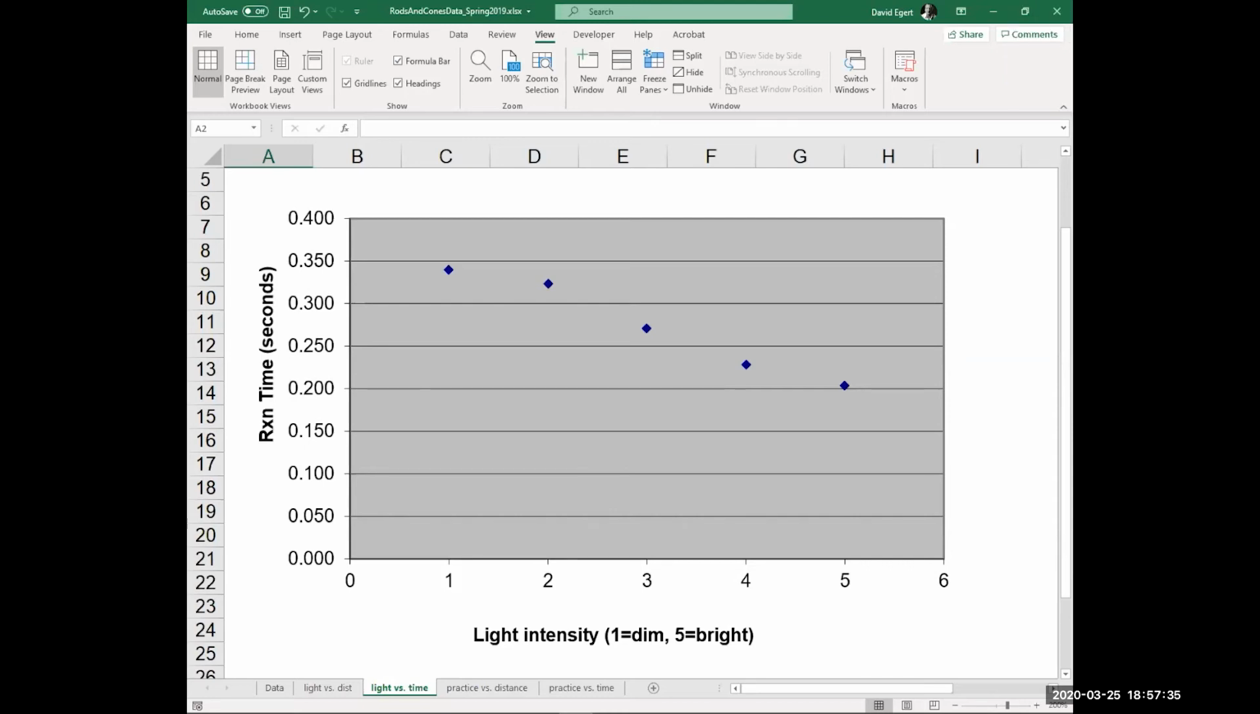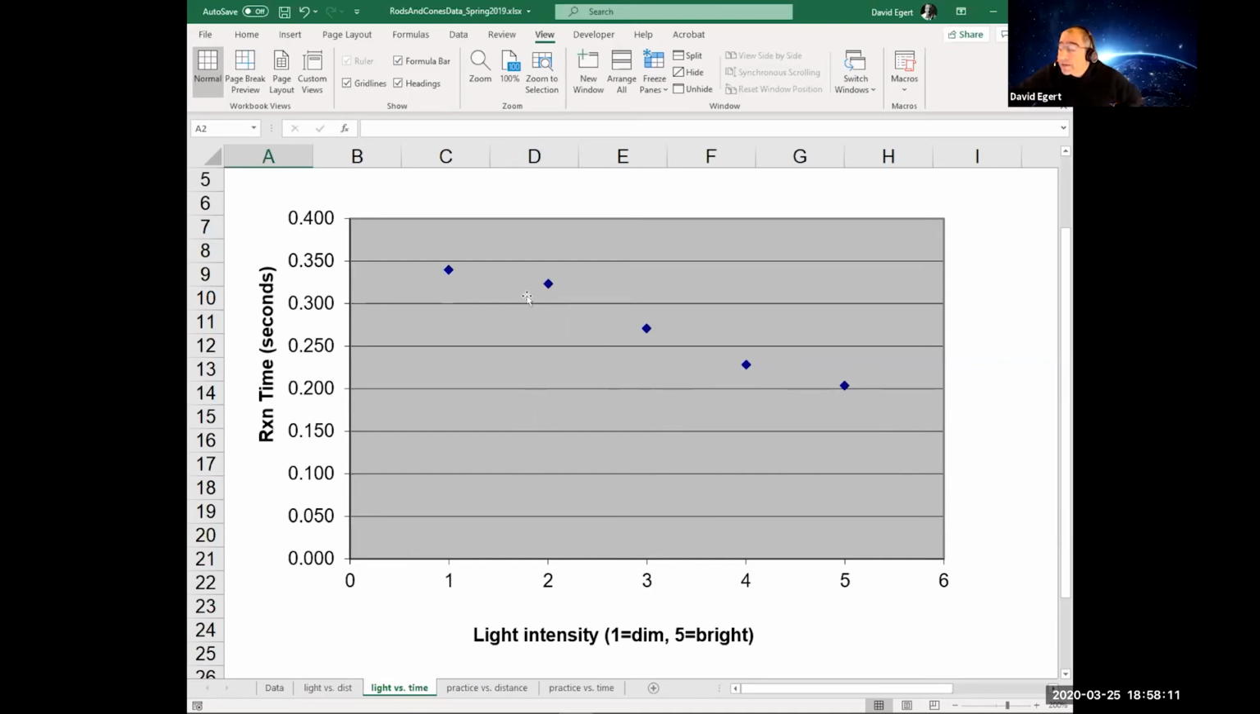Yes, totally, right? Look at that brighter light. They were almost twice as fast at grabbing the stick. It was only 0.2 seconds to grab the stick in the brightest light, but 0.35 seconds in the dimmest light. So we have really nice results showing the brighter the light, the less time it took them to complete the reflex. Do you all see that? Yeah.